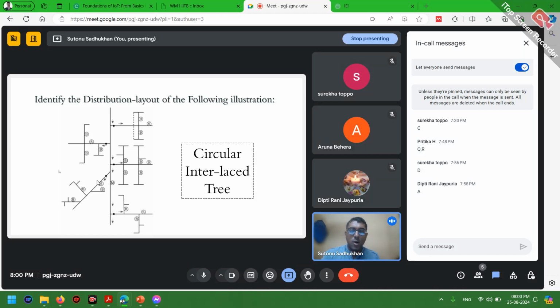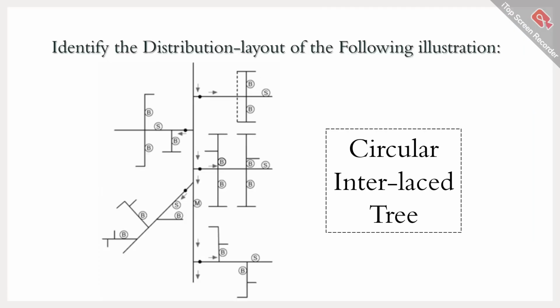Just observe the arrows. Are they clearly visible? Just follow the arrows, how the water is getting distributed. If you follow that, you will be able to understand. Observe how the water is flowing through the arrows.